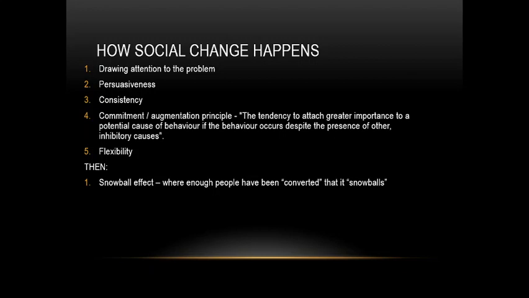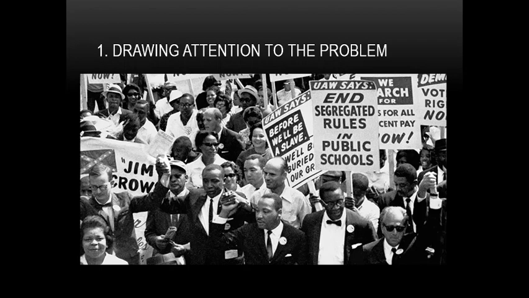Effect, where enough people have been converted that it grows and grows like a snowball rolling down a hill. Social cryptoamnesia, I'll talk about that in a minute. And then finally it comes to a point of being conformity and obedience. So that's our overall list of what happens in social change. Let's look at each of those in detail.